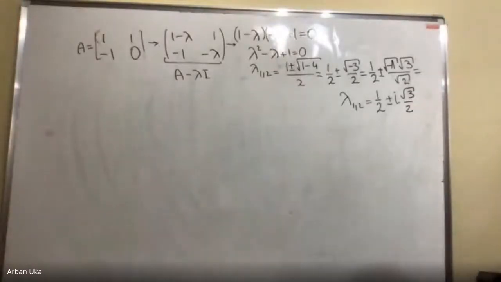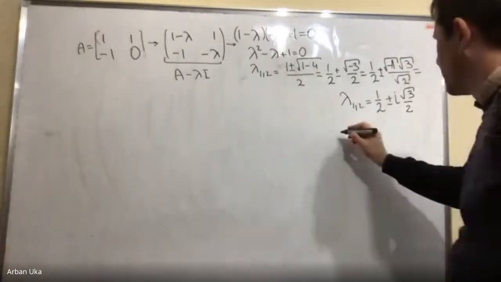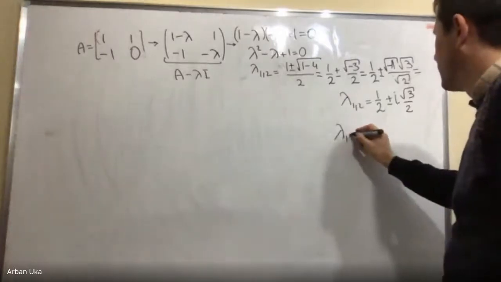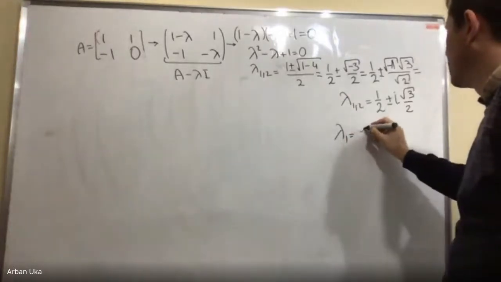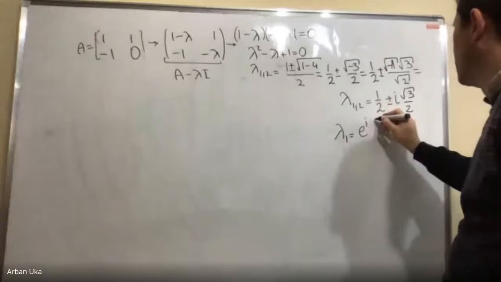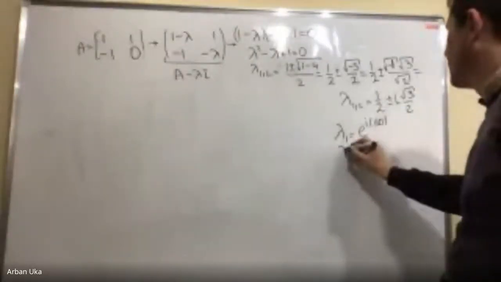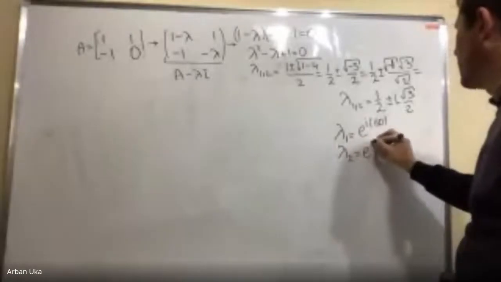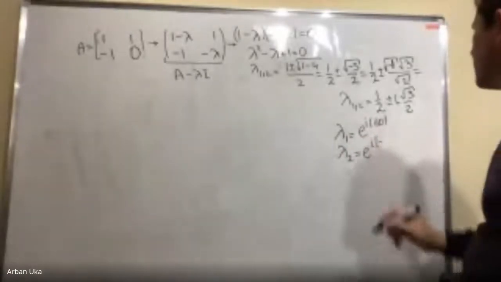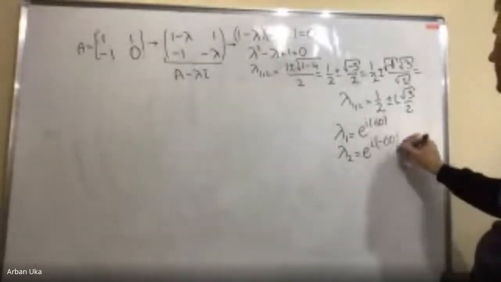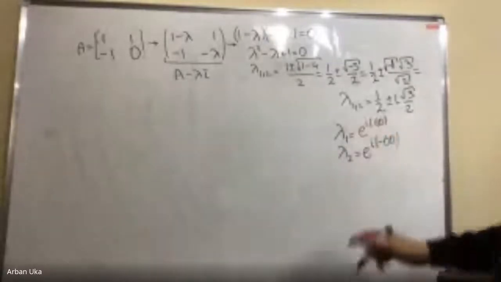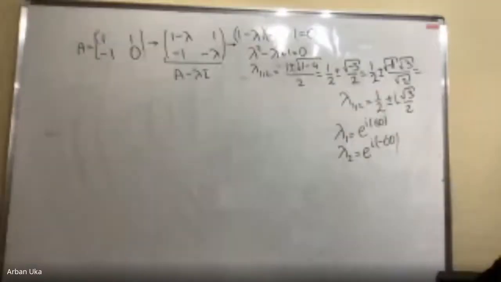Meanwhile, what is lambda 1, 2? Lambda 1, 2 is equal to e to the power. We have done this before, but we can have a look. This is equal to e to the power i times the angle of 60. And lambda 2 is equal to e to the power i minus 60. Now, this is not something essential, but what is required from us is to find the eigenvectors.